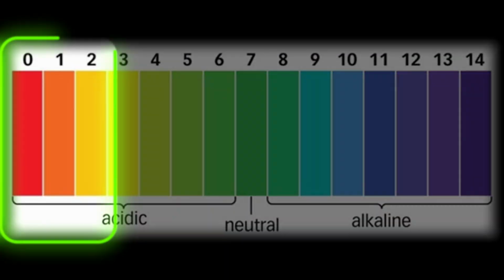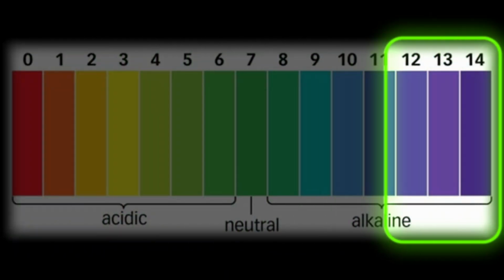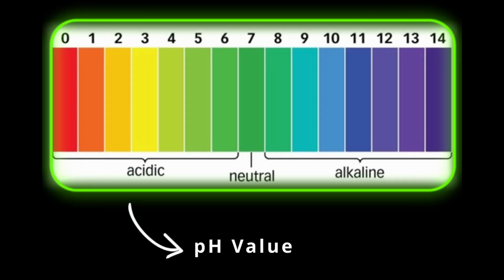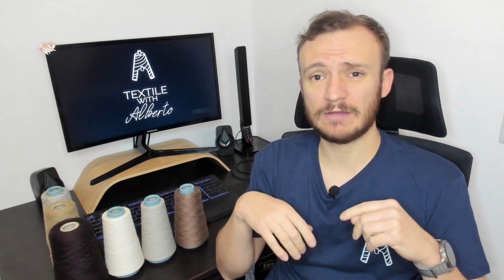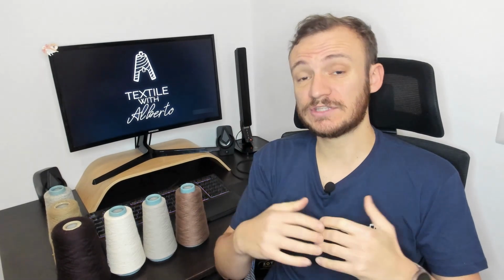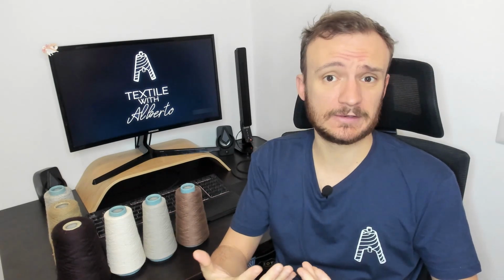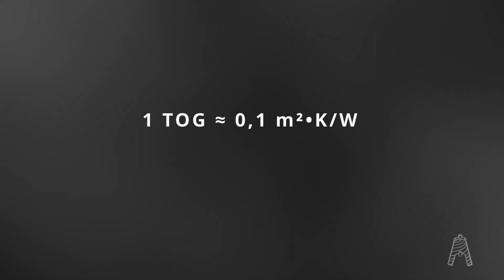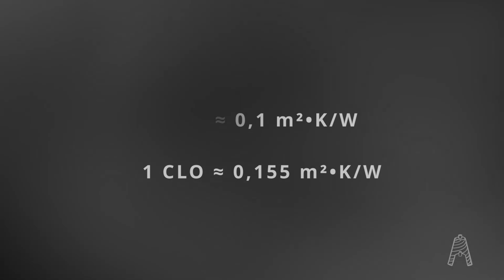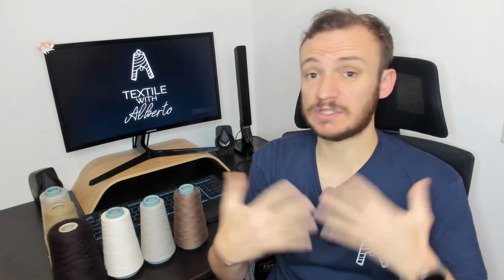As for the pH value that goes from 1 to 14, TOG and CLO invented a conversion to have a much better value. A range that, commercially speaking, is better. One TOG is this and one CLO is more or less this. But what should I do when I purchase a new garment?